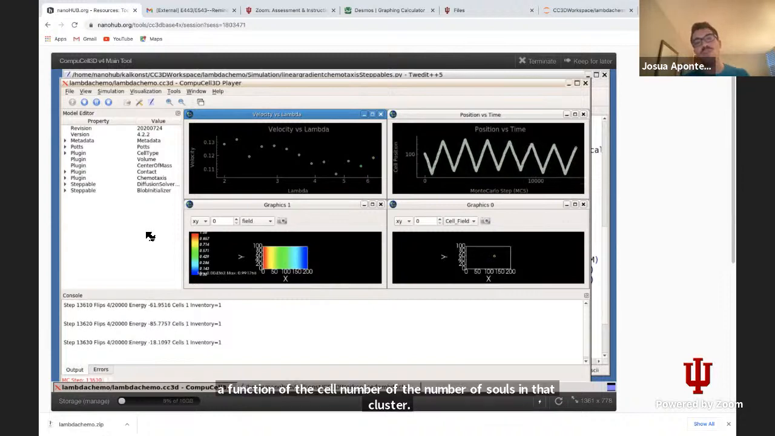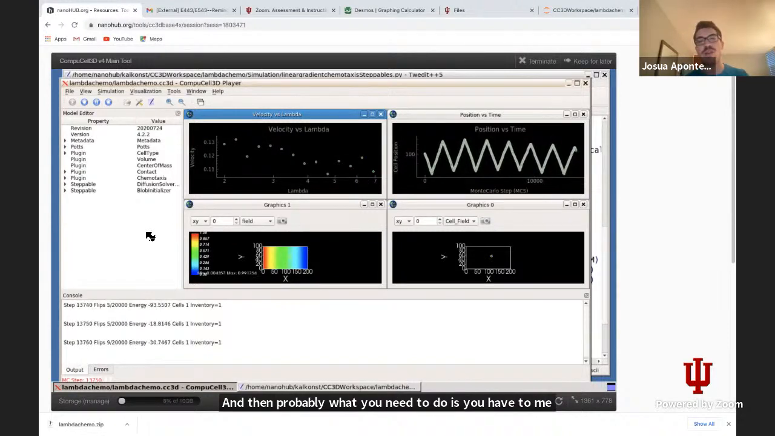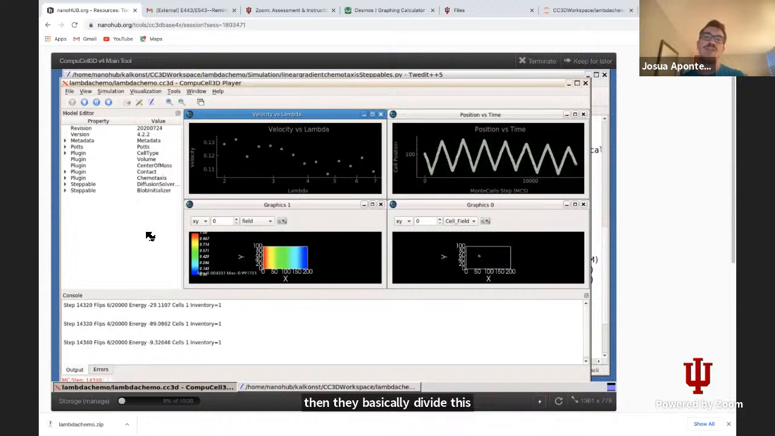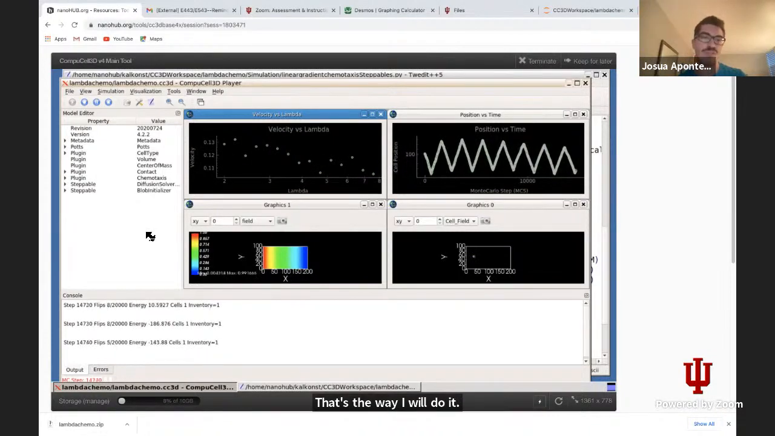And then probably what you need to do is measure the center of mass of all of those cells, and then basically divide the cell that is closer to the border. That's the way I would do it. But there might be other ways of doing it as well. It's just a little bit complicated to implement right now, but that's the basic idea.